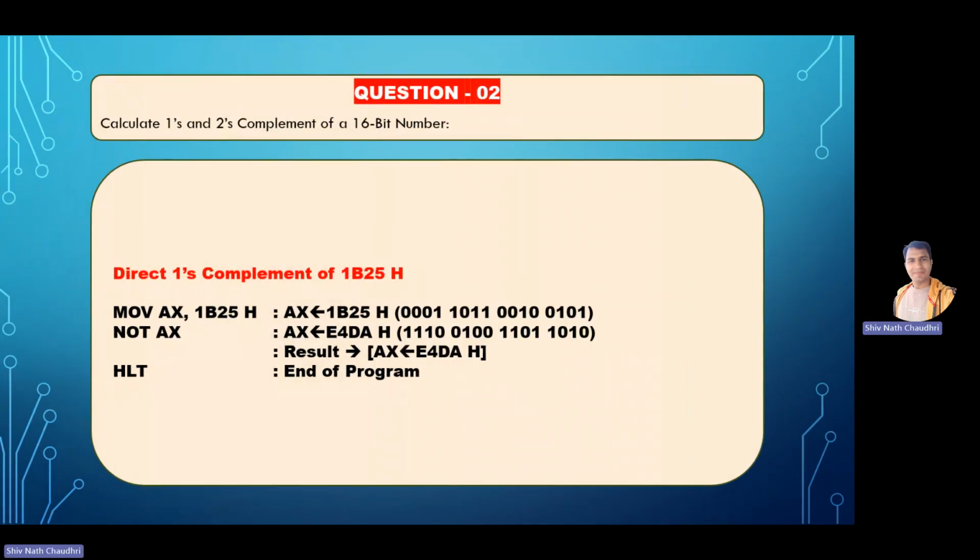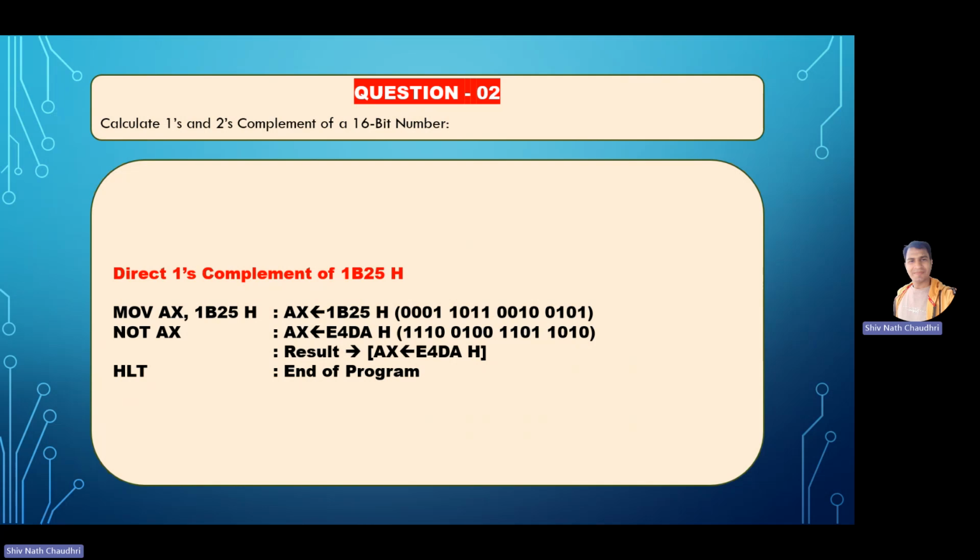Let's see the next example. This example is related to calculating the ones and twos complement of a 16-bit number. First of all, we write the method to calculate the ones complement directly. We have chosen the same 16-bit number, 1B25 hexadecimal, for this sample program.